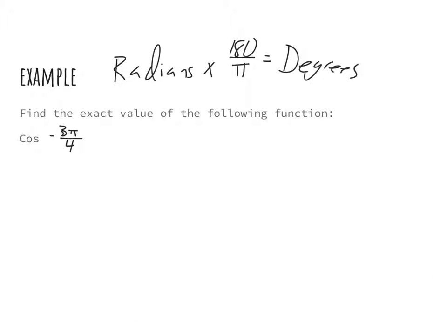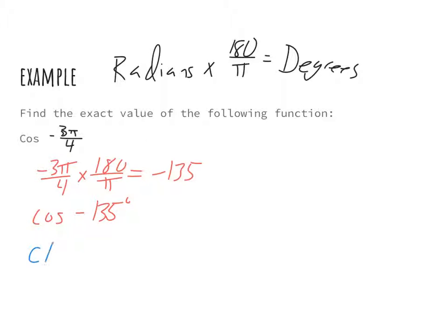Now we're given a negative radian measure: cosine of negative 3 pi over 4. We start out the same way. I want this to be a degree measure, so negative 3 pi over 4 times 180 over pi. I'm going to get a degree measure of negative 135. So I'm looking for the cosine of negative 135.